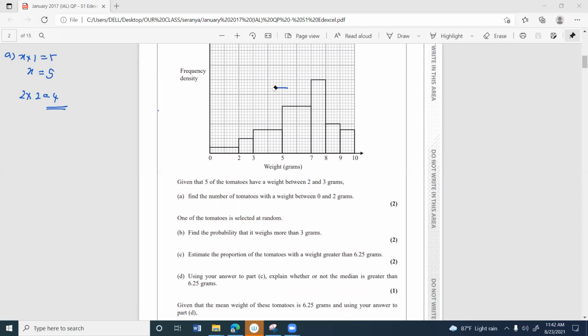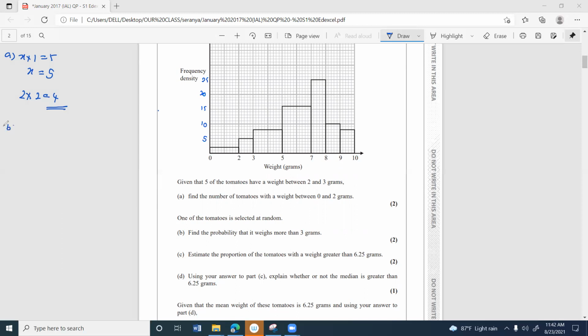So now I know the scale over here, therefore no need of working with this. I'll just write it here. Then it will be kind of easy for me to make it. It's 5, 10, 15, 20, 25, and so on. Then one of the tomatoes is selected at random. Find the probability that the weight is more than 3 grams.